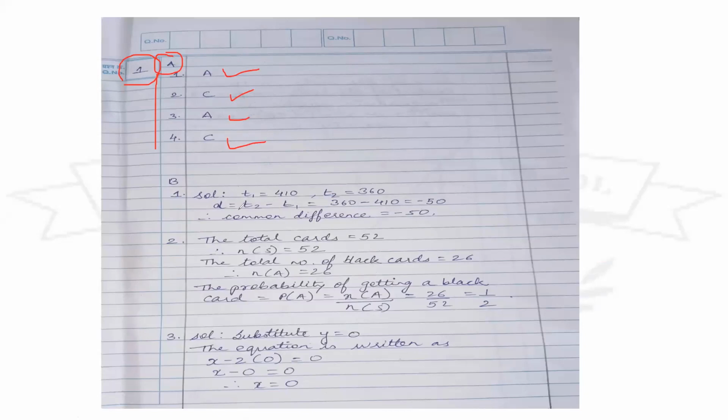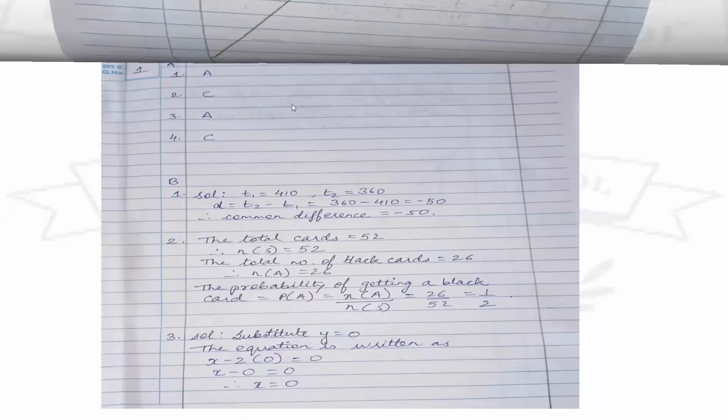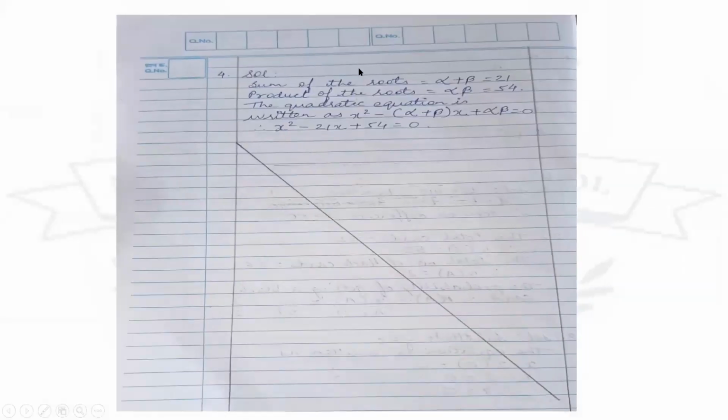Understand? Next, question number 1B. Check here. Section B, I have written 1, 2, 3. Just direct answers if you want, or you can solve it in 1 or 2 steps. You can show the margins. Now here, check. My question number 1B, the 4th question, it's got over here only.